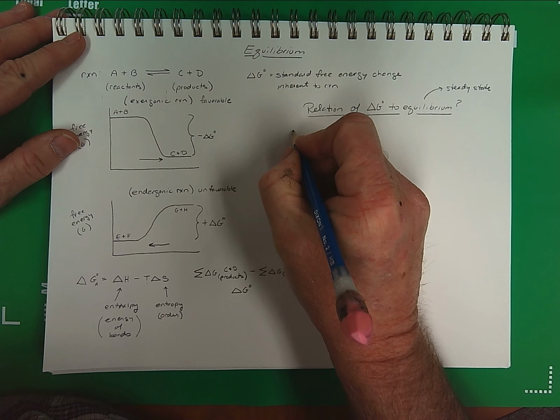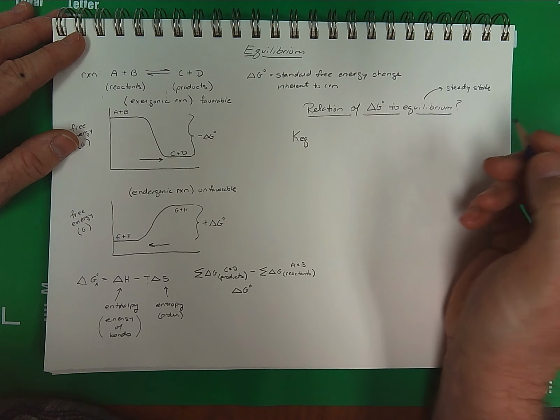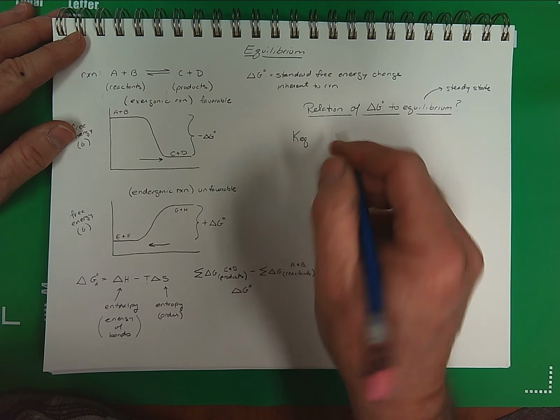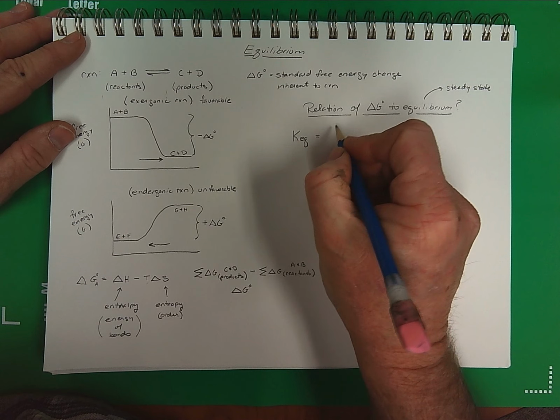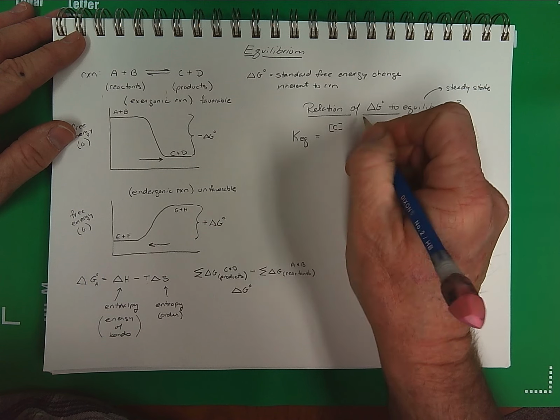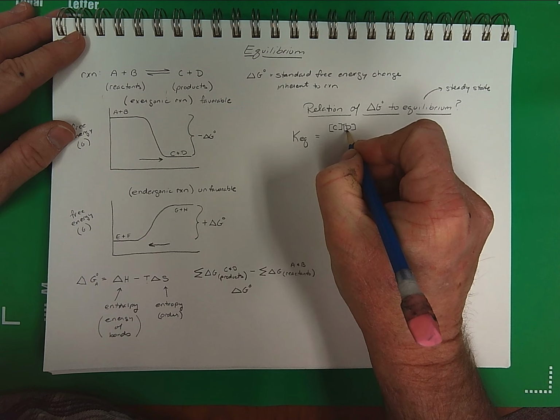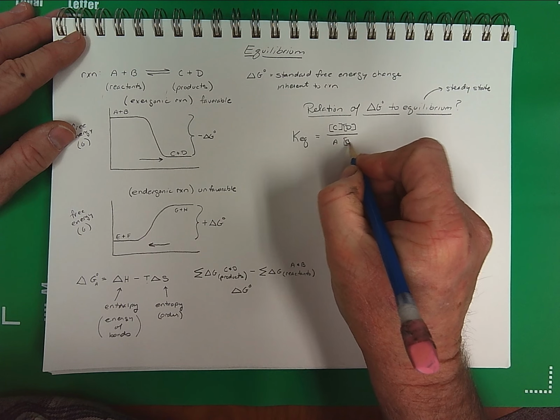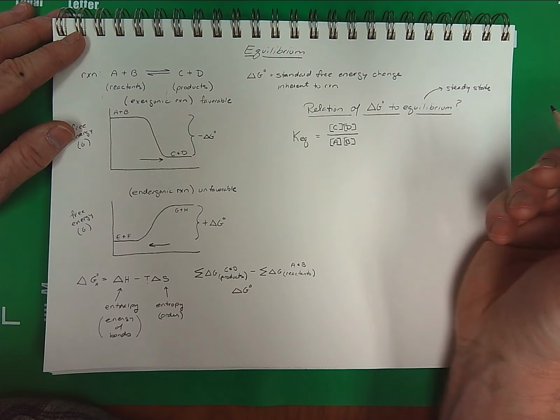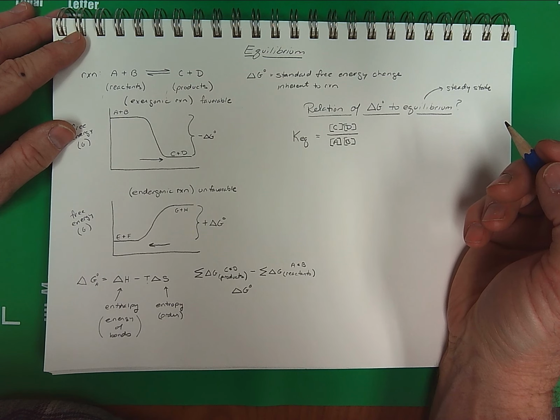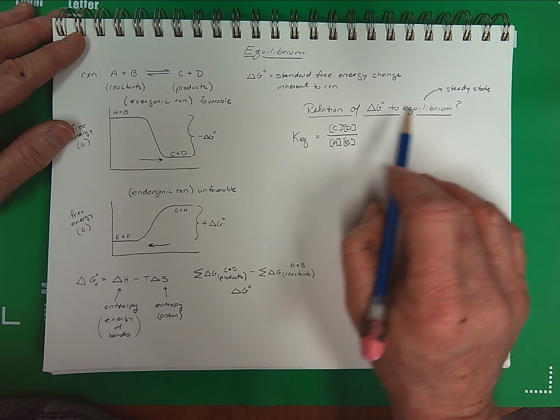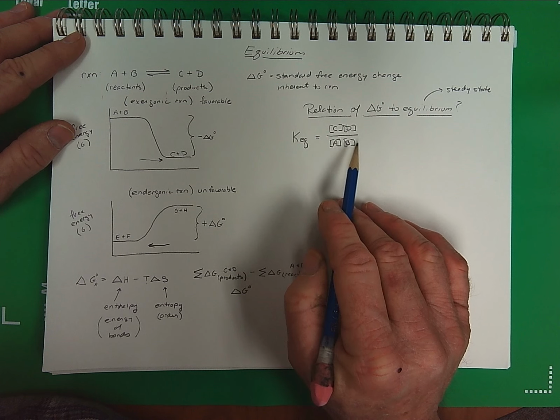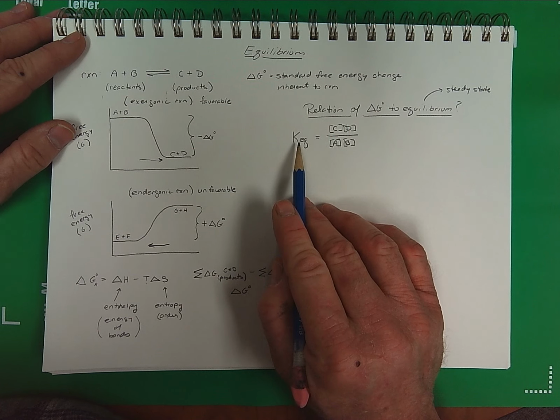The relationship of this can be studied by examining the equilibrium constant, Keq. This is defined as the concentration of C, concentration of D, our products, over the concentration of our reactants, A and B. So when we reach equilibrium, the concentration of products over the concentration of the reactants will be a steady number, and that will give us our constant.